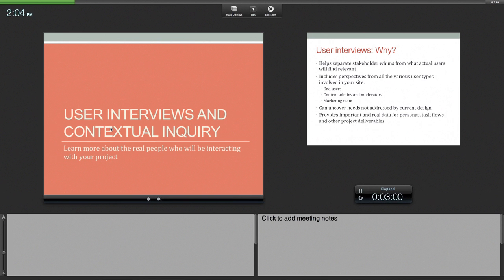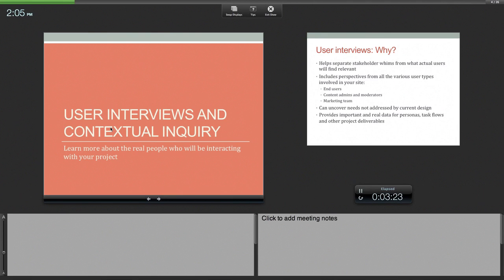The difference between a user interview and a contextual inquiry is really location. User interviews can happen anywhere. You could have an interview over Skype, you could have one over email, you could have it at a Starbucks. I've had interviews where I'm just IMing the person back and forth and asking them questions about a specific thing that they have to do with their day.